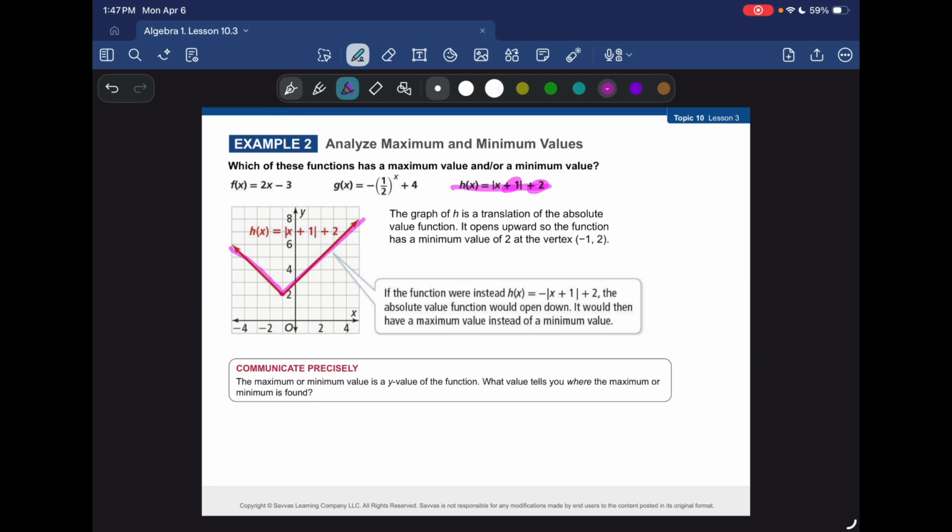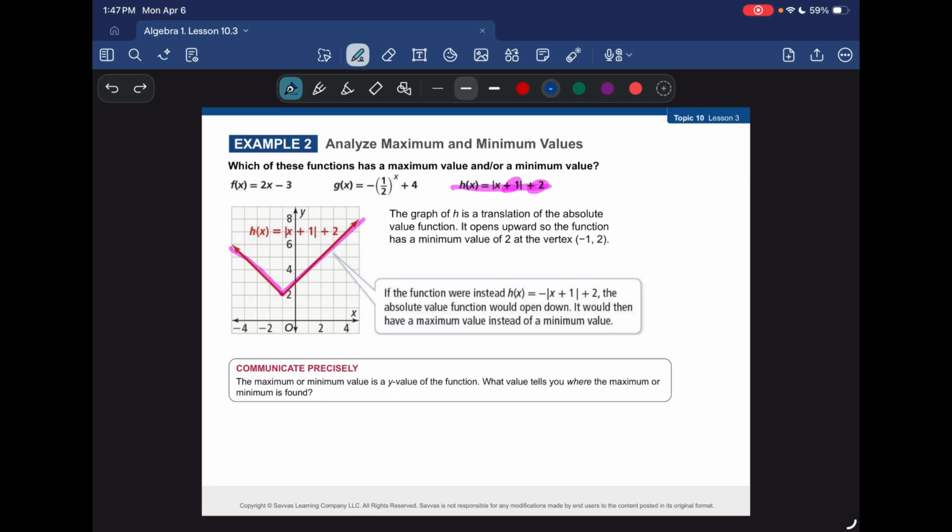So if I start at h of x, in order to match it with the parent function, I have to add 1. That means it has to be shifted to the left 1 unit. Looking at our graph, there are arrows moving to the left and moving to the right, so it's continually increasing in both directions.